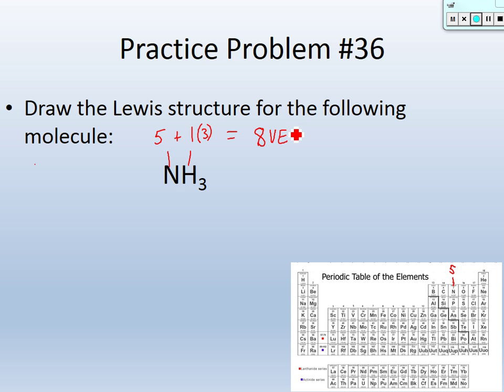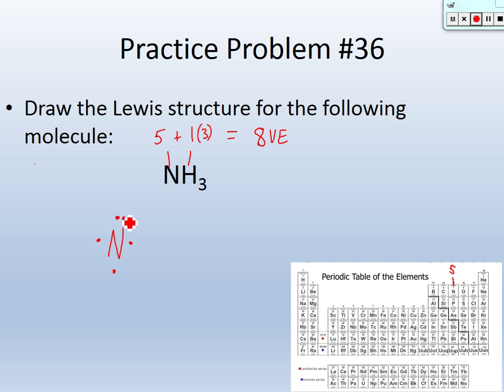Okay, so rule number 2. Which one goes in the middle? Does hydrogen ever go in the middle? No. So we know that nitrogen's our central atom. We're going to write an N. And how many dots by it? 5. 1, 2, 3, 4, and 5. Okay. Now let's move on.